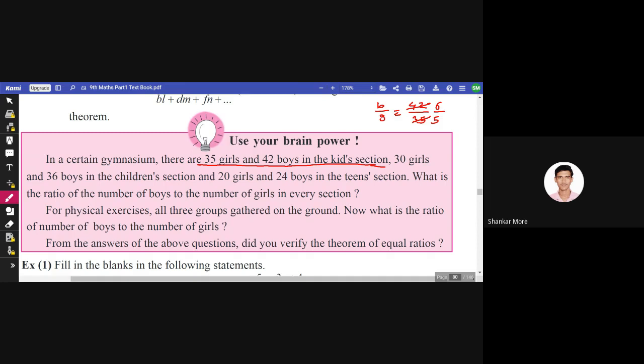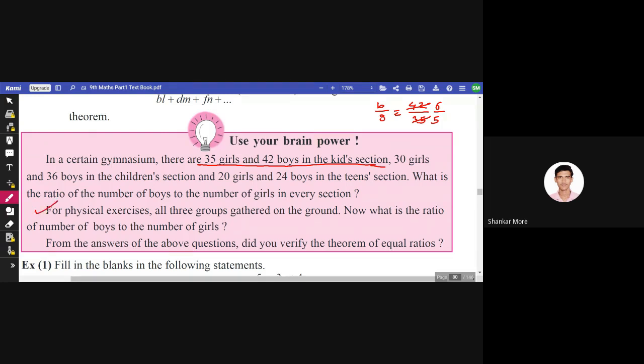Now for the third section, for the teens section, we have 24 boys and 20 girls. So again, what would be the ratio? समझ रहे हो ना? बाकी लोग भी समझ रहे हो ना? वेदांत and विनीत. बॉयज टू गर्ल्स it is 6:5. मतलब ये तीनों सेक्शन के लिए, किड्स, चिल्ड्रन और टीन्स, ये तीनों रेशियोज कैसे हैं? तीनों रेशियोज इक्वल हैं. Okay, 6:5, 6:5, 6:5. Now consider this statement.